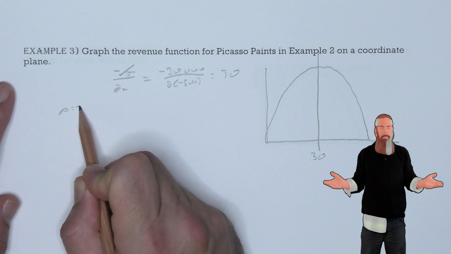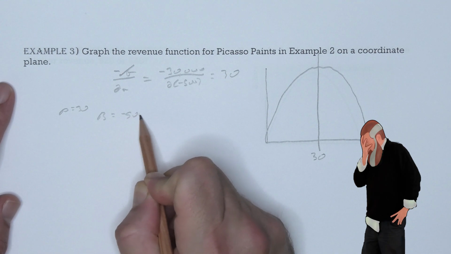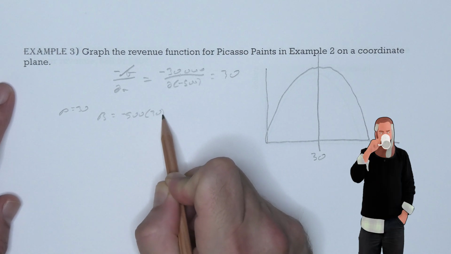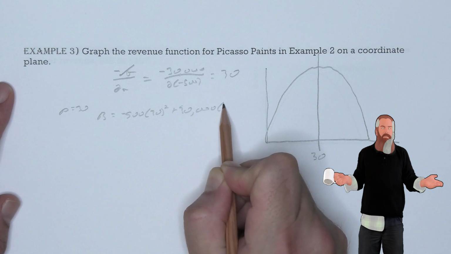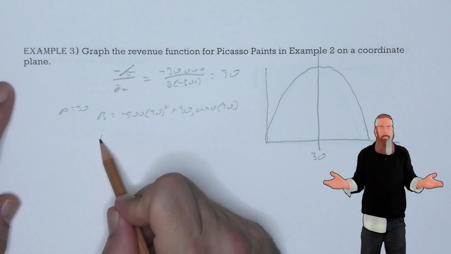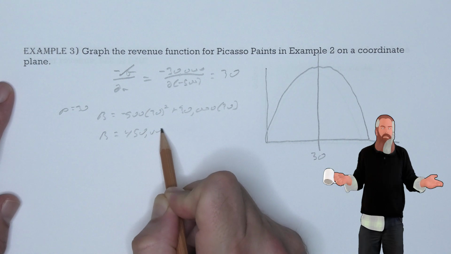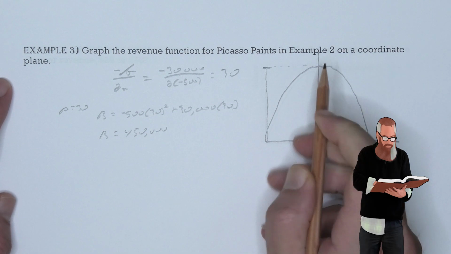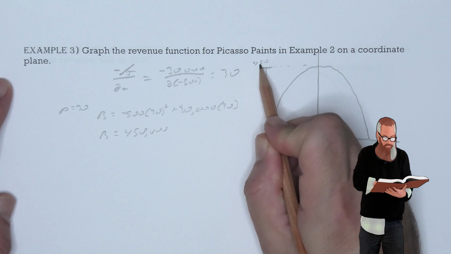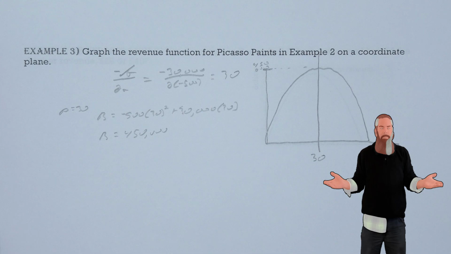So if P is equal to 30, we're going to say R is equal to negative 500 times 30 squared plus 30,000 times 30. This is going to give us a revenue of $450,000. This means this point right up here, straight across, would be at $450,000. When the price is set at $30, the maximum revenue is $450,000.